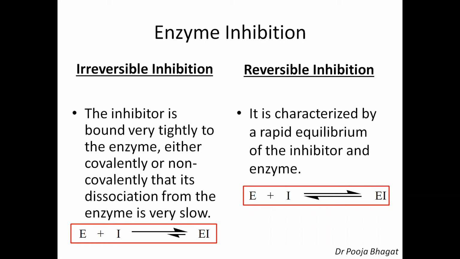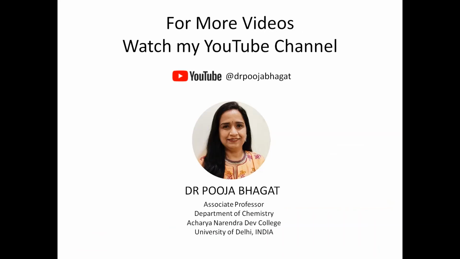Now, if you want to know more about the enzyme inhibition, you can watch my video on this topic, enzyme inhibition. So this is all about this video. Today we have discussed that there are 5 factors which can affect the enzymatic activity. Number 1, temperature. Number 2, pH. Number 3, concentration of enzyme. Number 4, concentration of substrate. And number 5, presence of inhibitors.